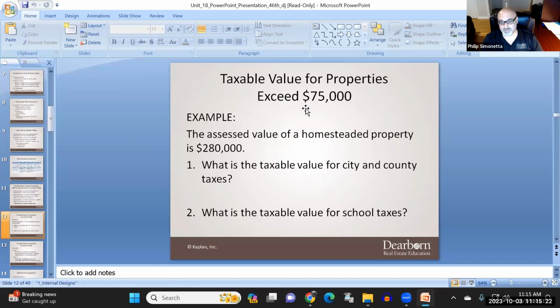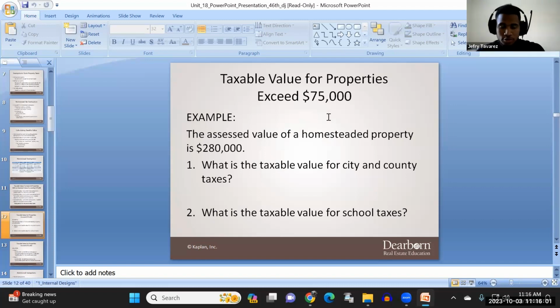So let's look at this example. Taxable value for a property exceeding 75,000. Now, when I had my exams, for all my exams, I've never had anything under 75,000. I've never had anything like that happen. So normally you're going to see over 75,000, just so you know. So the assessed value of a homesteaded property is 280,000. What is the taxable value for the city and county? What is the taxable value for the school taxes? You want to calculate those quick?